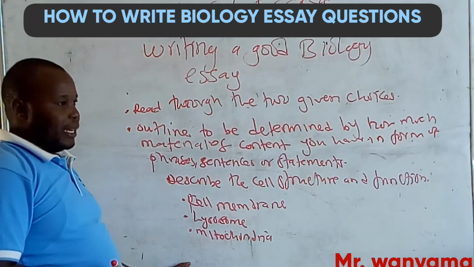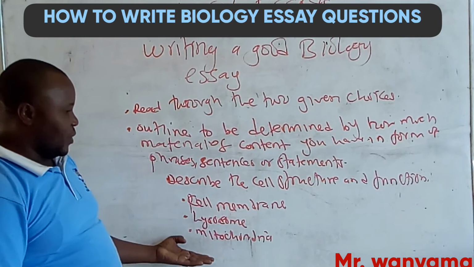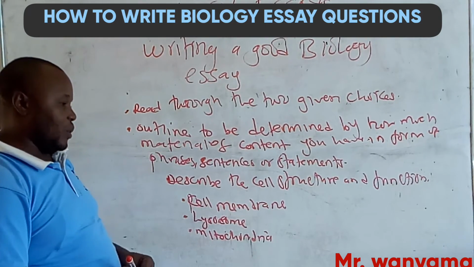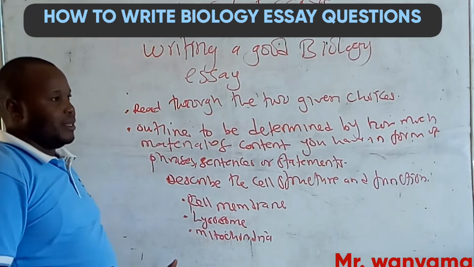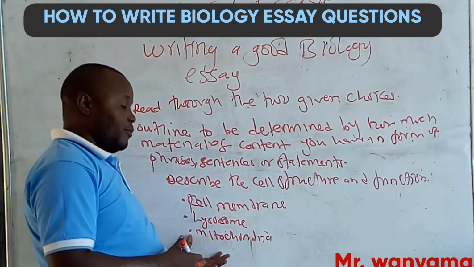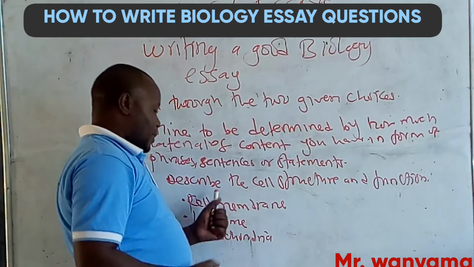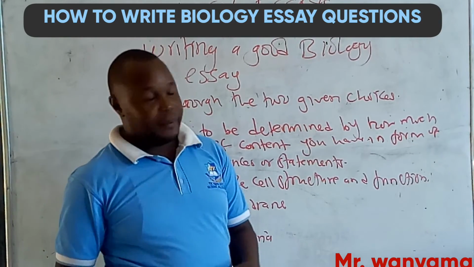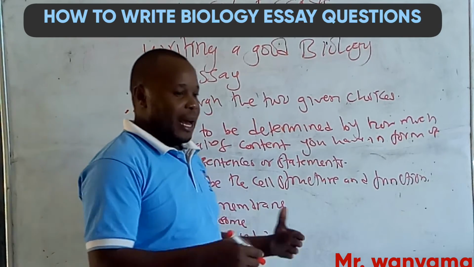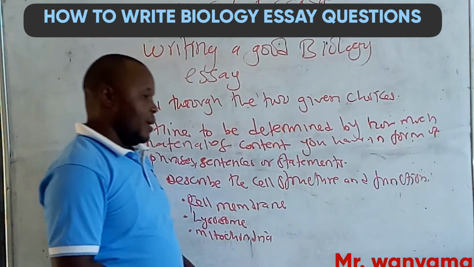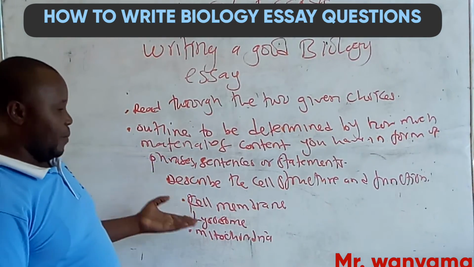After making this outline, make a comparison with the optional question. Which one do you have enough points for? Then you zero in on the question that you have enough points for, and after outlining, you go through and write your essay. Maybe another example you may be given.